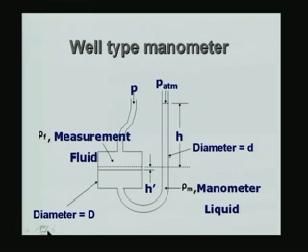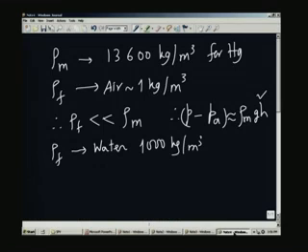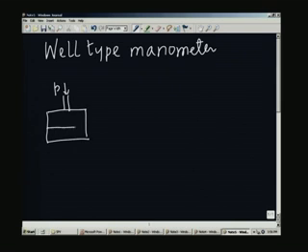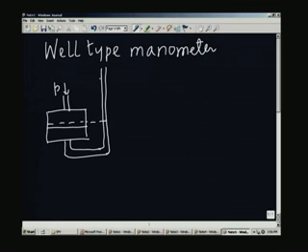So, let me just write it on the board and we will take the well type manometer. I will schematically draw a sketch. The pressure is indicated here. This is the original datum. This is communicated. This is the original level. This is the level after the pressure has been applied. So, H is this portion. This I will call H prime. H prime is the depression in the well. H is the amount by which it has gone up on the right side. The gravity direction is like this.